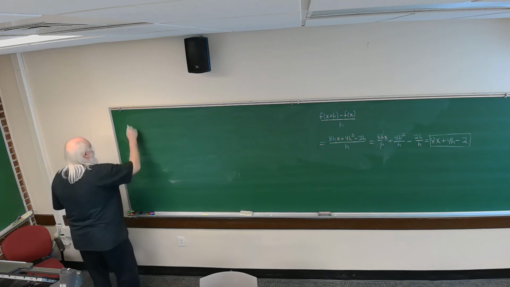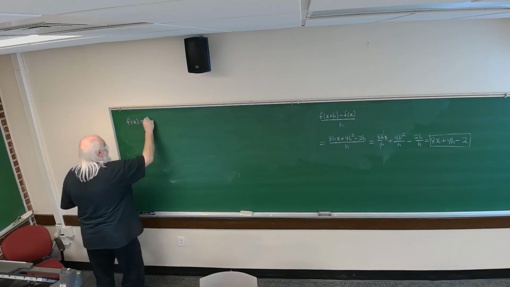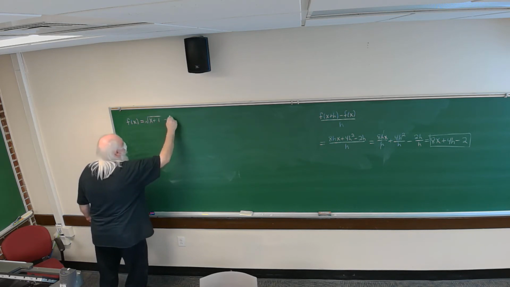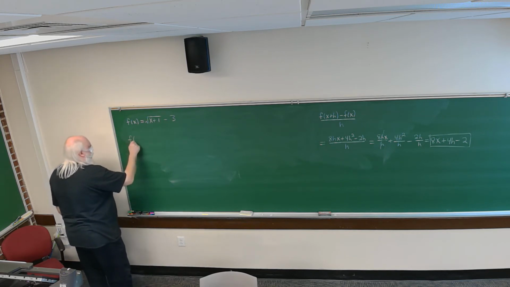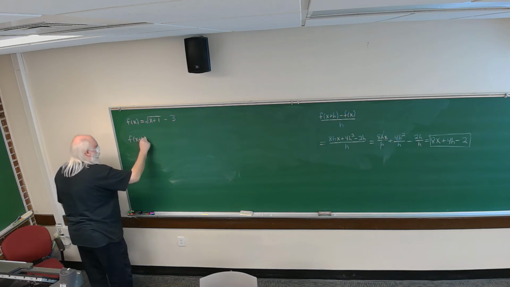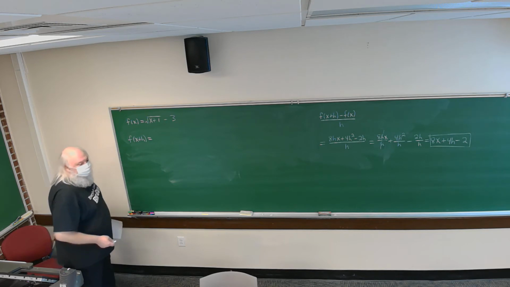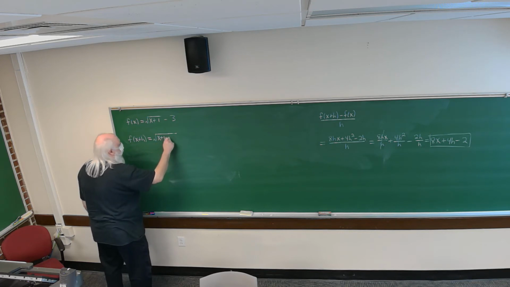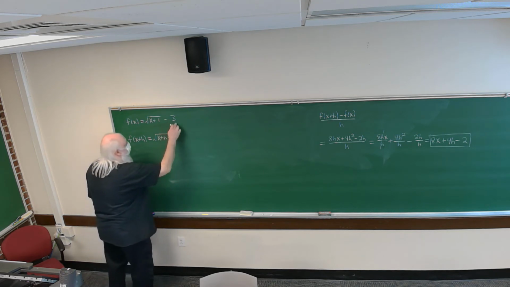f of x is equal to the square root of x plus 1 minus 3. So in A, we gotta find f of x plus h. So we replace x on the right hand side of this f of x with x plus h. And when we do that, we have the square root of x plus h plus 1, then minus 3.